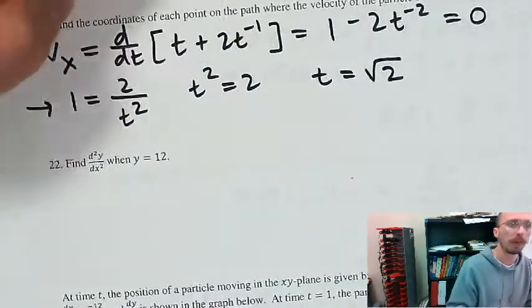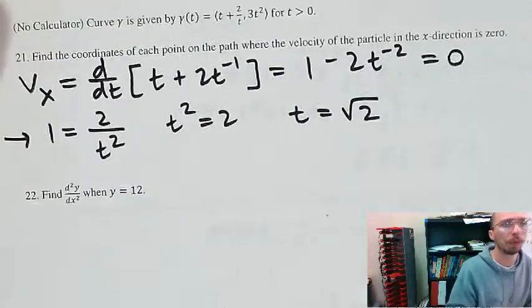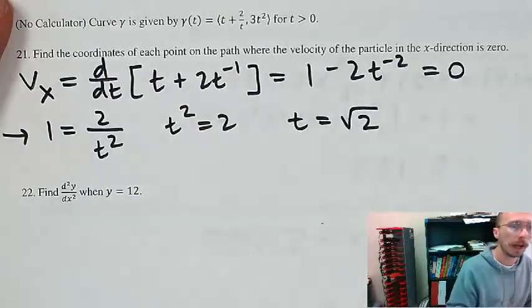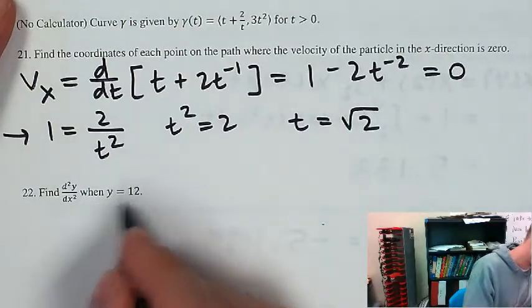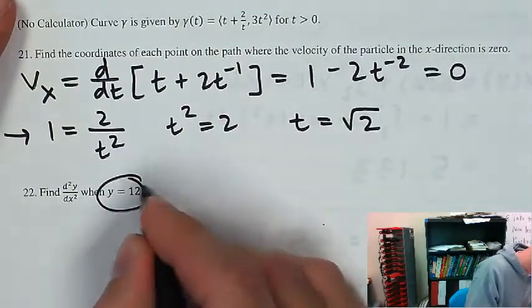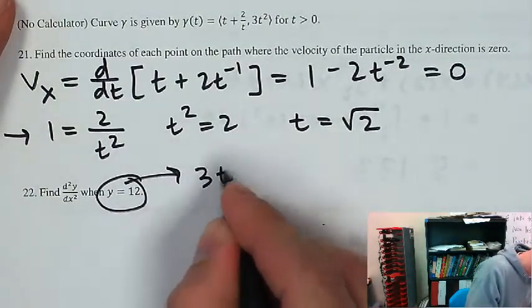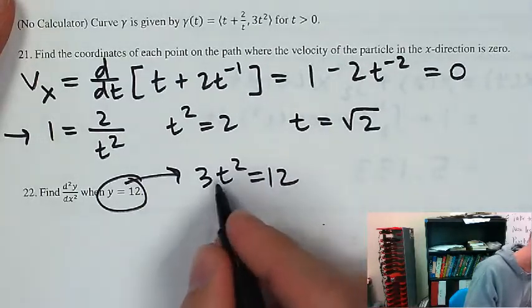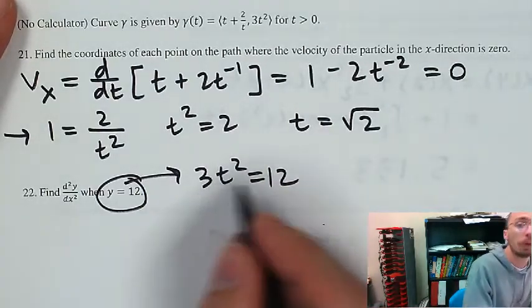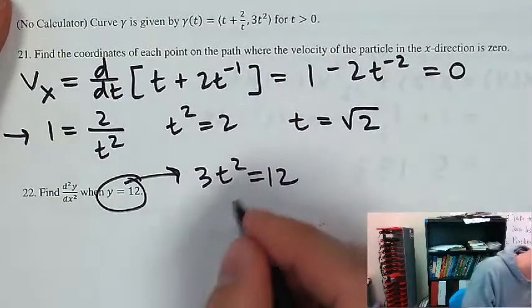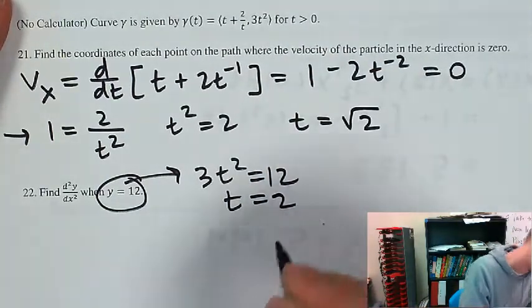And then we're going to find the second derivative of y with respect to x when y equals 12. Now, y equals 12 is not a value of t. So I've got to go over here and say, all right, 3t squared equals 12. That's t squared equals 4, so t could be 2 or negative 2, but I know that t has to be positive, so that's just going to be t equals 2.